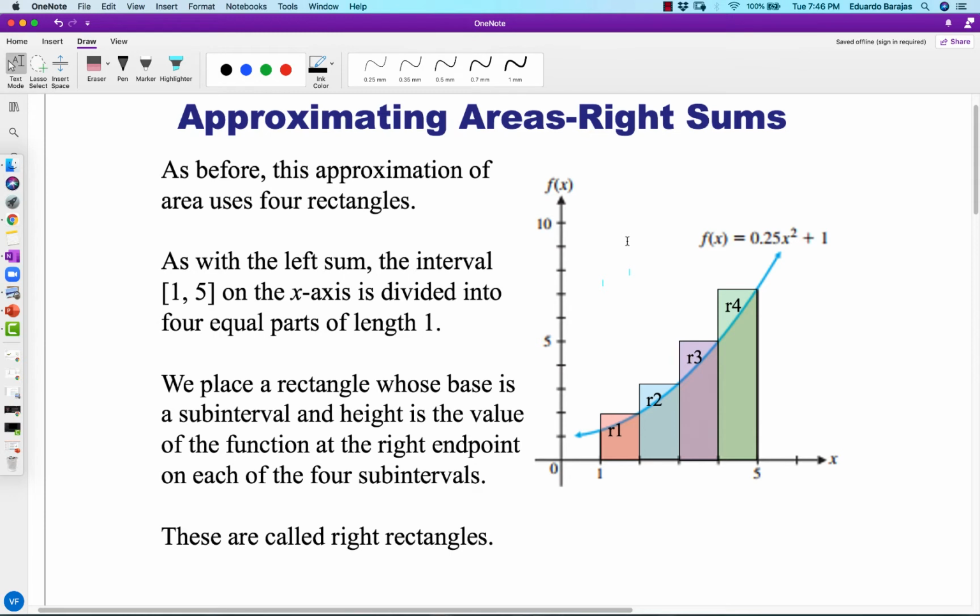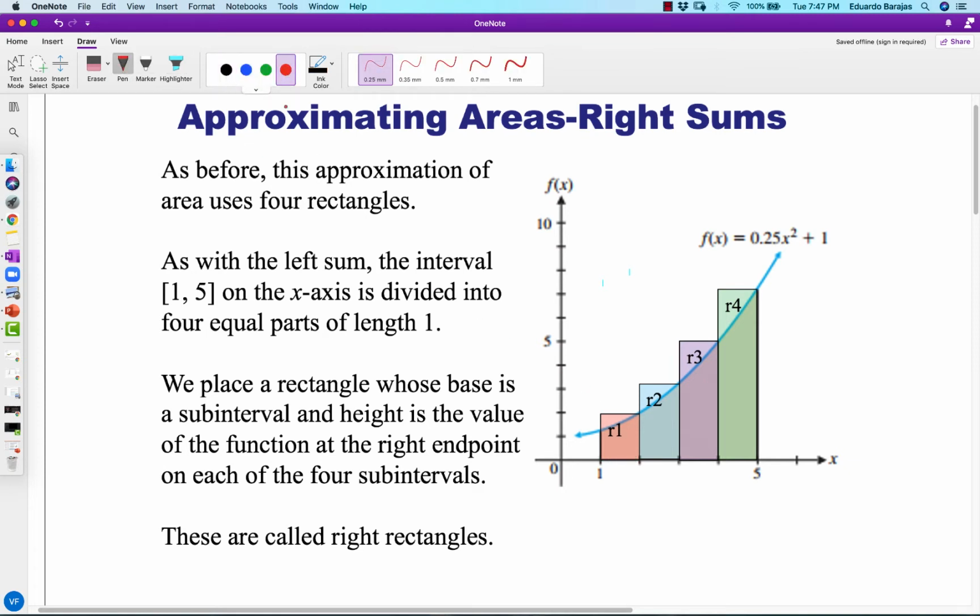Okay, now we're going to go back and attempt the same estimate, find the area underneath the curve f of x equals 0.25 x squared plus 1 between x equals 1 and x equals 5, except this time we're going to use the right end rule. So we're still going to approximate that area using 4 rectangles. Remember, 4 rectangles is just a convenient choice right now, but eventually we want to use more and more rectangles. But the difference now being that the height of each rectangle is going to be determined by the rightmost point in the base of each rectangle.